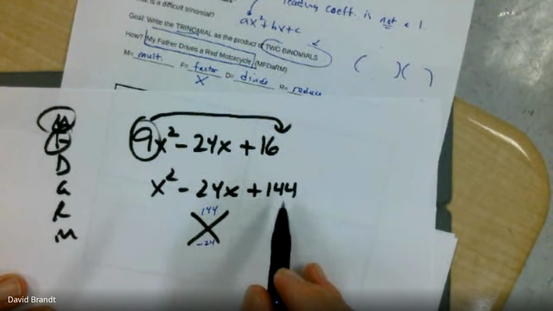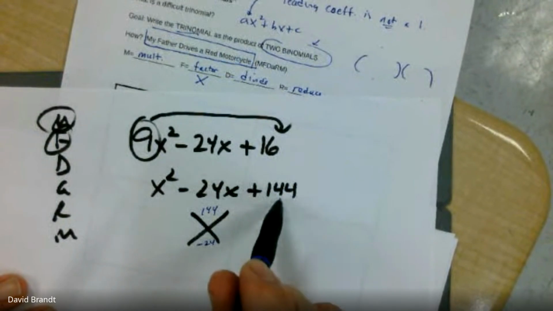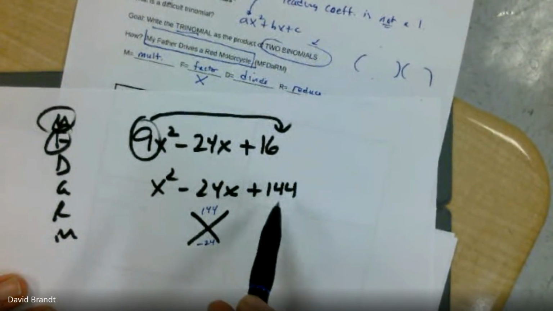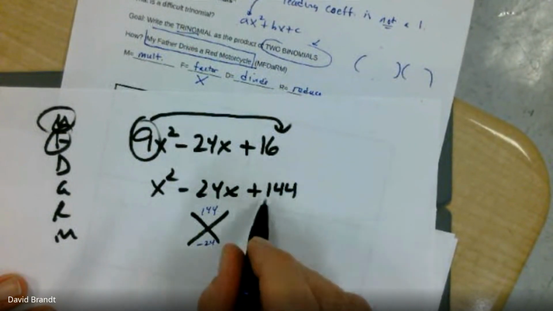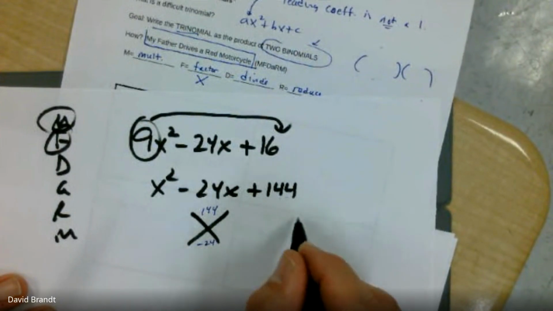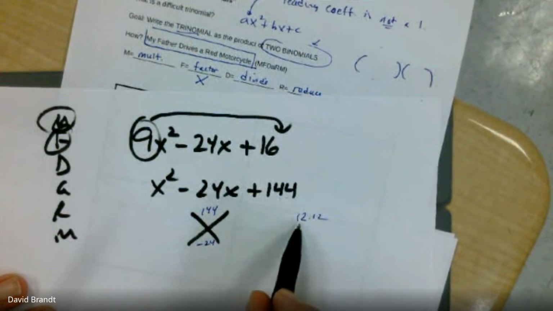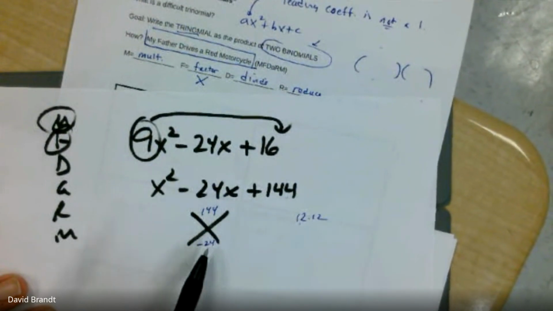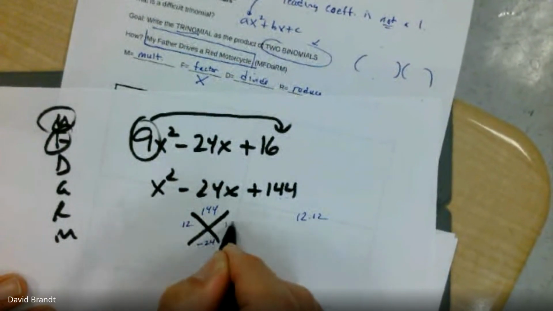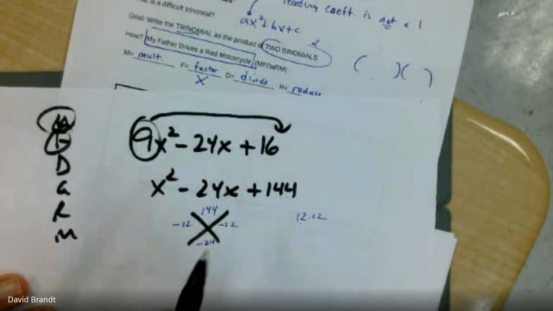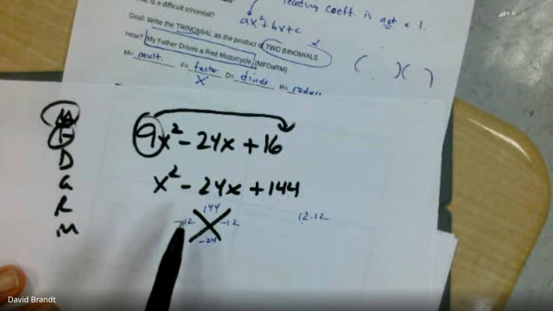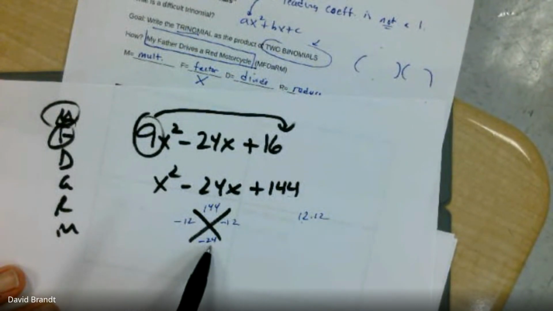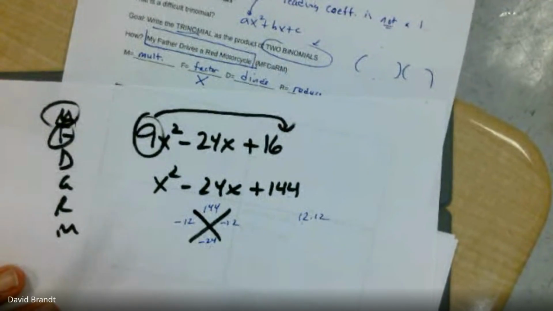There's lots of numbers to multiply to 144, but hopefully you said, isn't 144 a perfect square? Doesn't 12 times 12 give you 144? Is there any way that 12 and 12 can add together to give you negative 24? The answer is yes, if you make them both negative. Is negative 12 times negative 12 144? Yep. If you add them together, do you get negative 24? Yep. Those are your two numbers.